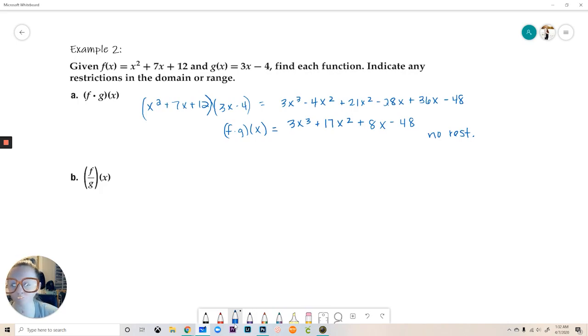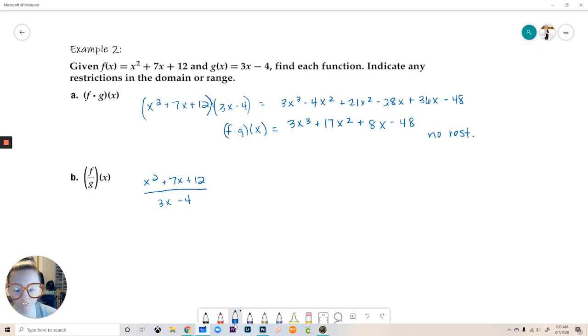All right, the next one, we're going to take f divided by g of x. So we're going to take x squared plus 7x plus 12, and we're going to divide it by 3x minus 4. That's all we really need to do here. I'm not going to ask you to go through and divide it. It's just showing what that would look like.